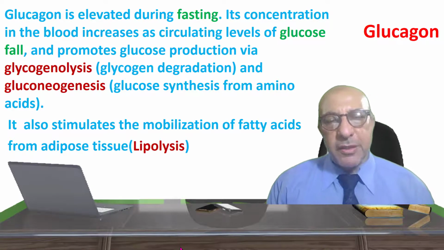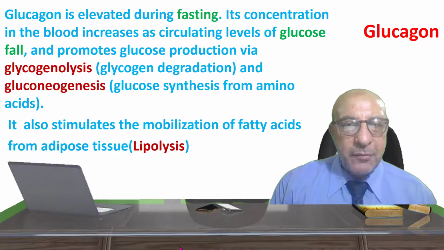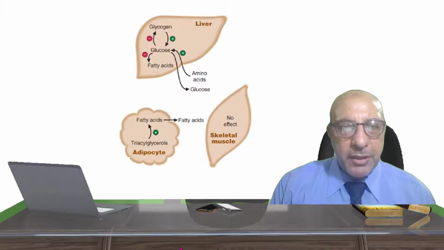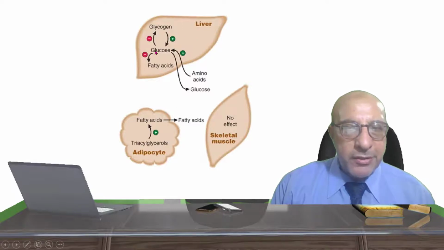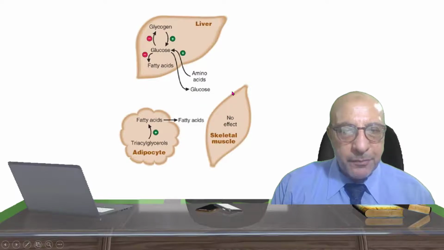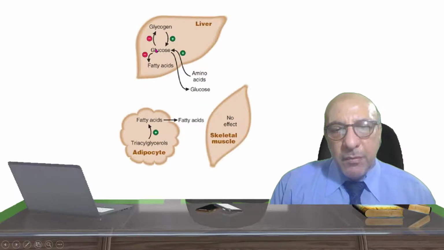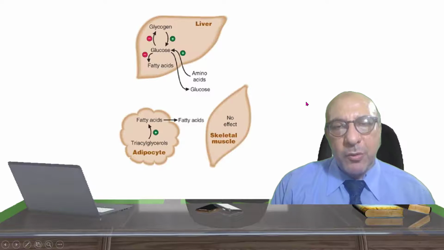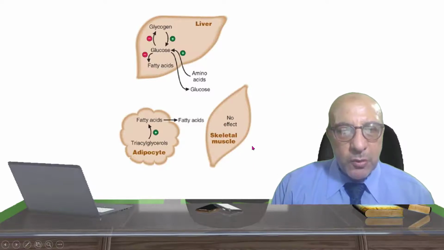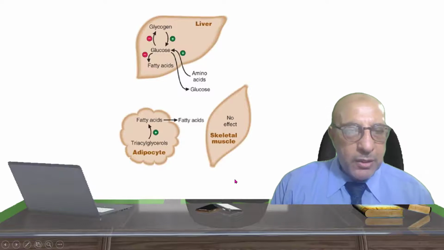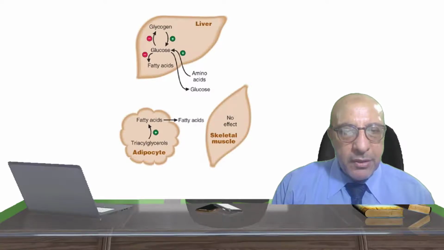We can see in this figure how this is happening: glycogen breaking down to glucose, and the transformation of amino acids to glucose, the gluconeogenesis. By the way, skeletal muscle is not affected by glucagon since it does not contain receptors for glucagon to act upon, while adipose tissue responds to glucagon release by lipolysis, or degradation of fat into fatty acids.